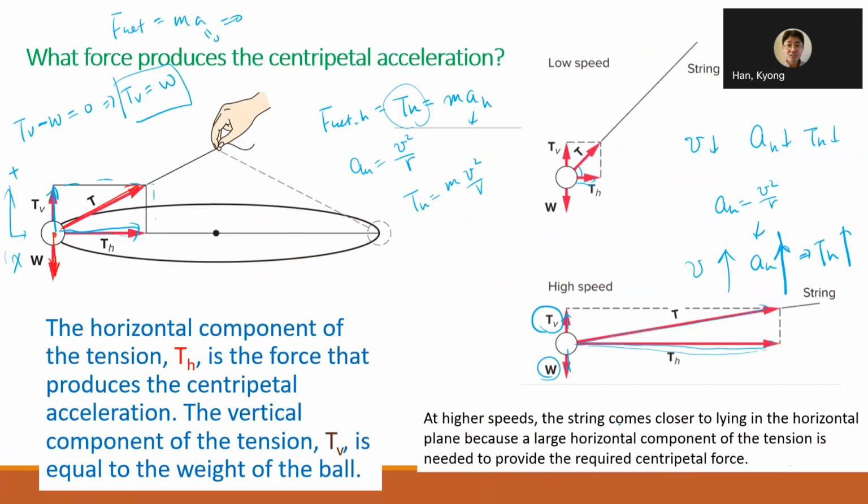At high speed, the string comes closer to lying in the horizontal plane because a large horizontal component of the tension is needed to provide the required centripetal force.